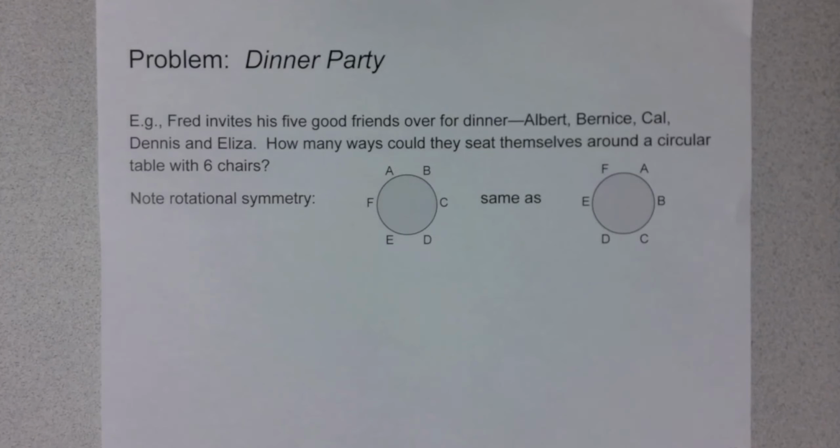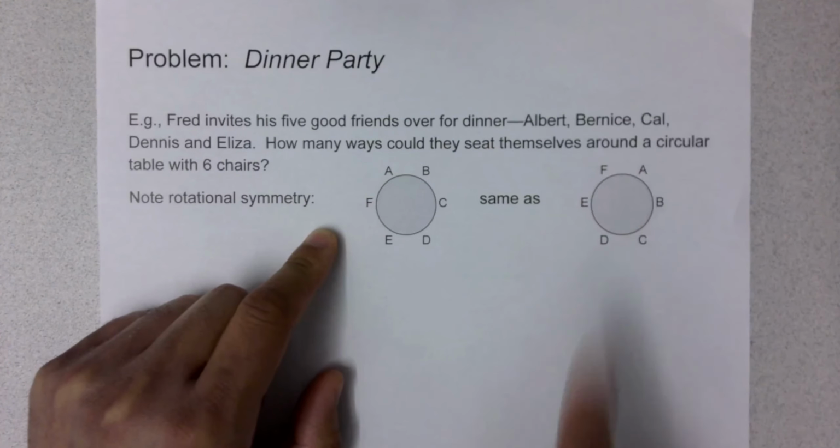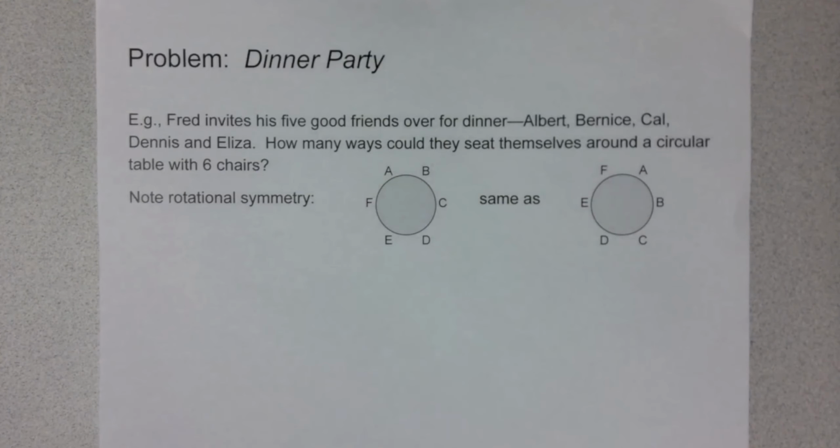So if you look at the diagram here, A, B, C, D, E, F, this is just the same thing rotated by one seat to the right. Okay, so that is going to be the same.